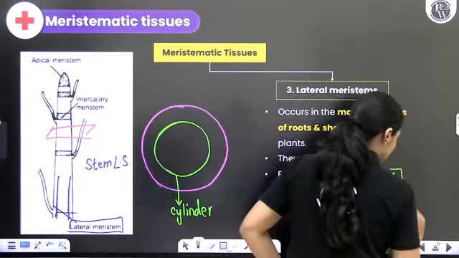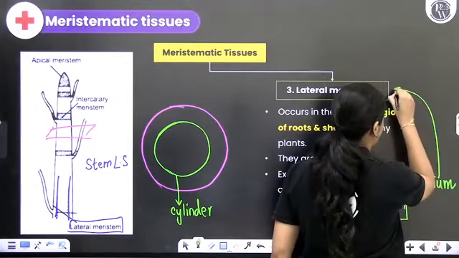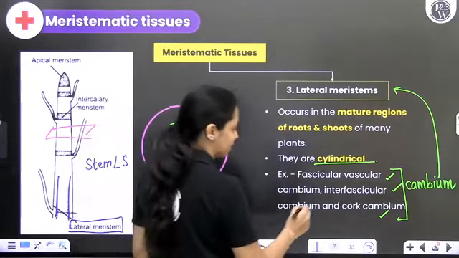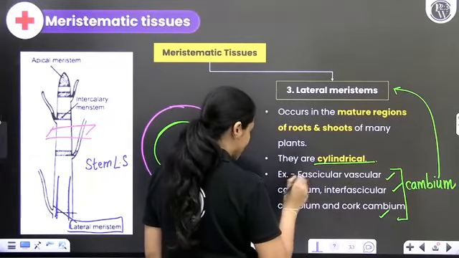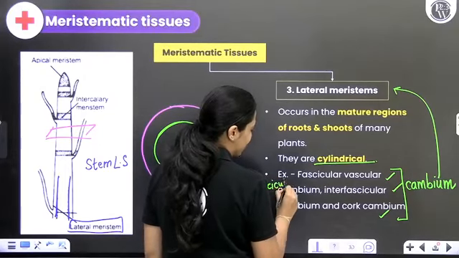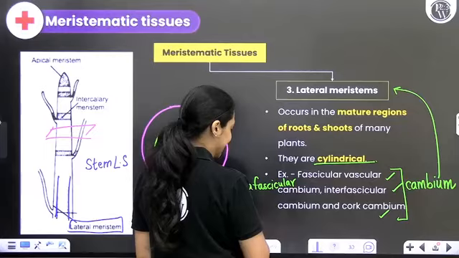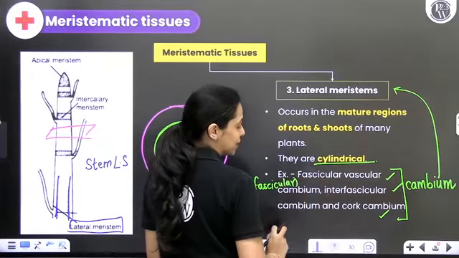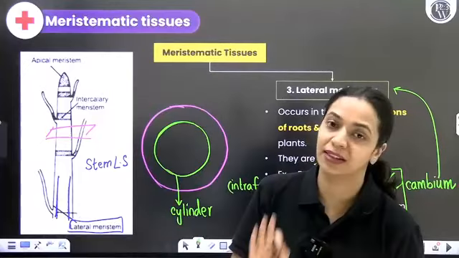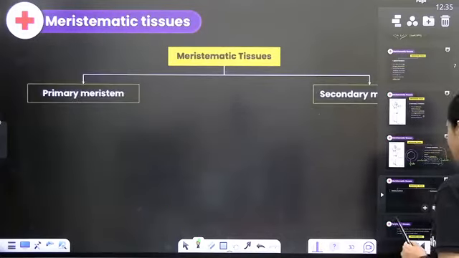Basically, cambium is a type of lateral meristem. You have three types: interfascicular, fascicular vascular, which is also called intrafascicular. When I teach you about vascular bundles, I'll tell you what these are. Right now, you will not understand. Fascicular vascular cambium is also called intrafascicular cambium. Then we have interfascicular cambium, and then we have cork cambium. Okay, about this I'll explain later. For now, just remember the three names, the three examples. Okay, that's about your meristematic tissue, the types based on location.